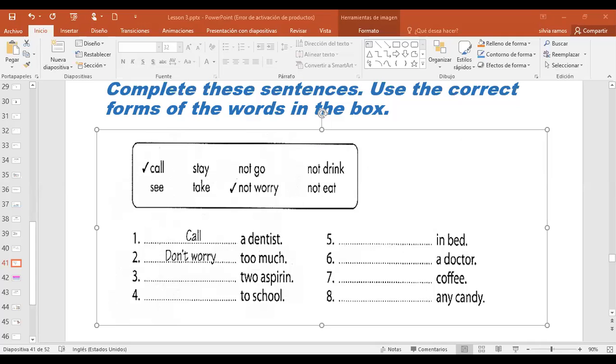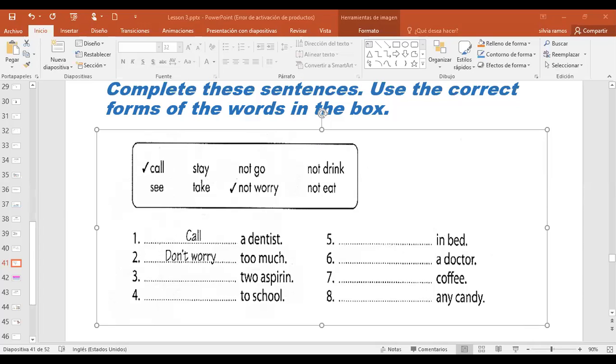Okay. What will be number five? Don't eat in bed. Don't eat in bed. Okay, perfect. That sounds good. Don't eat in bed.